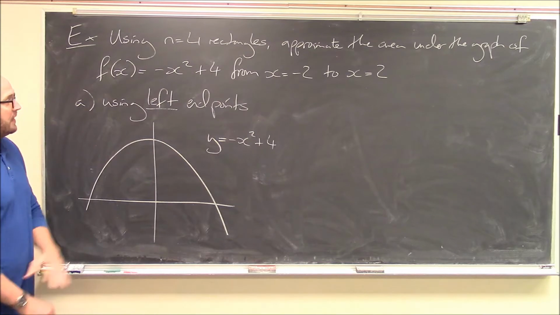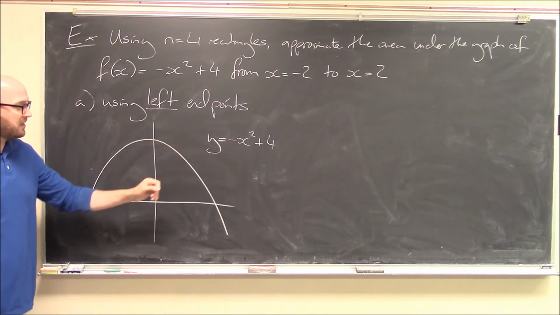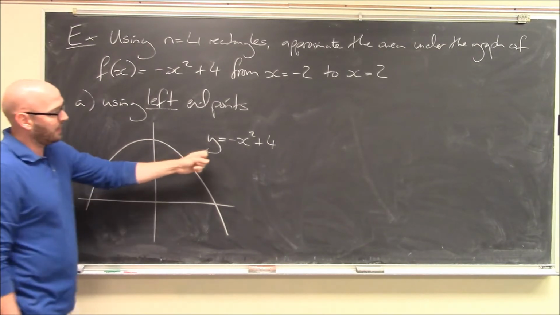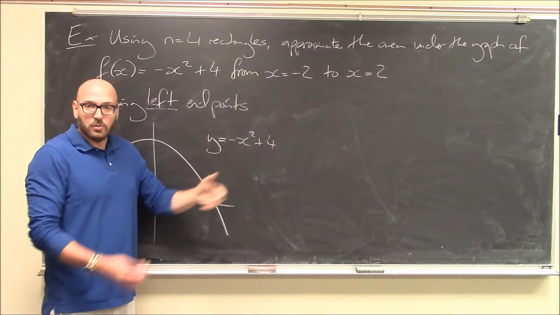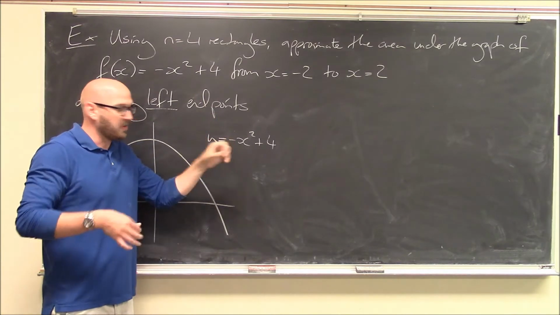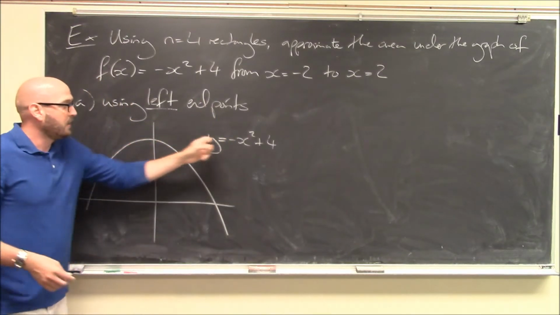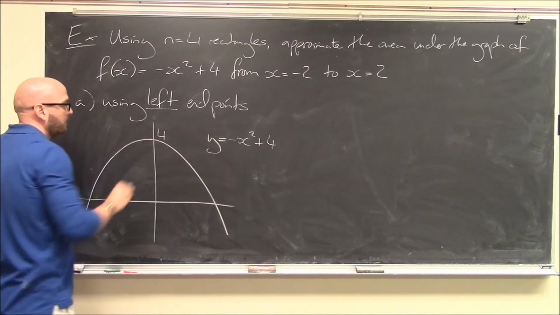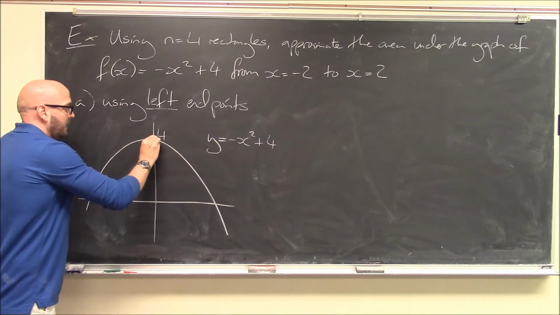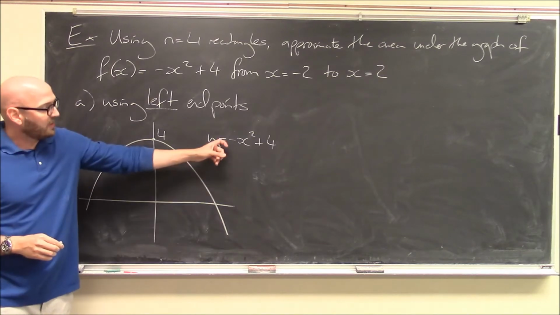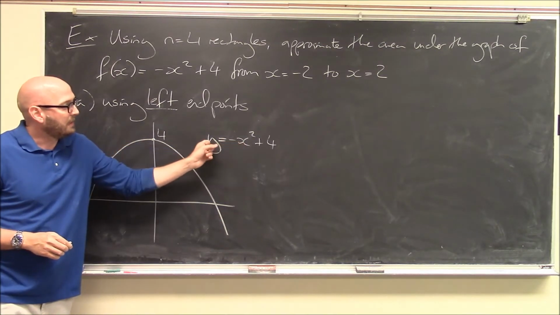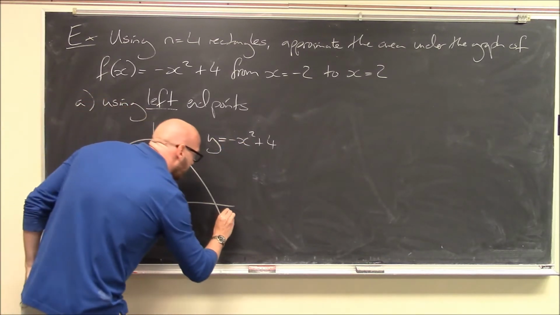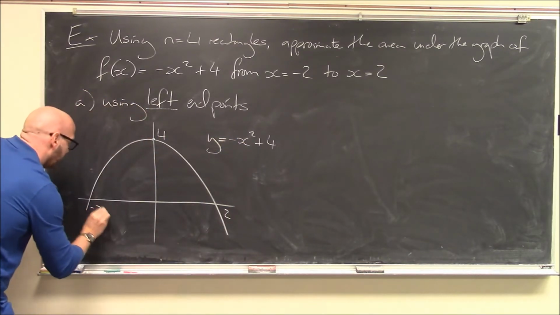Okay, so here's what we have. You're given the function y equals minus x squared plus 4. I've already drawn it on here, but it shouldn't be too hard for you to draw. y equals x squared is an upward opening parabola. y equals minus x squared is a downward opening parabola. y equals minus x squared plus 4 shifts it up 4 units. The x-intercepts, by the way, set this equal to 0. That would mean 0 equals minus x squared plus 4, so x squared equals 4, so x is plus or minus 2. So there's my intercepts.